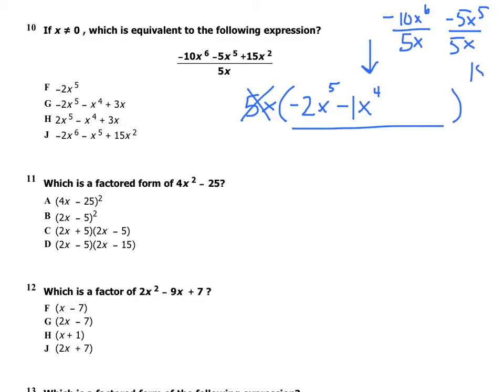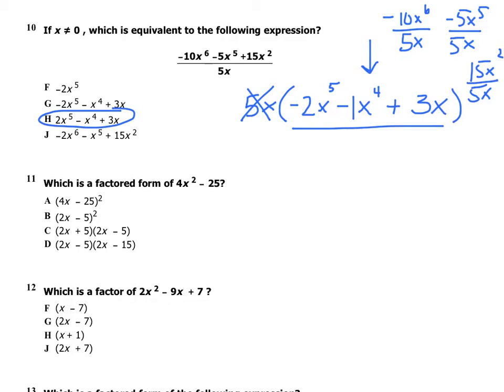Last one is 15x squared over 5x. Well, 15 divided by 5 is positive 3. X squared divided by x is just an x. So my answer is negative 2x to the 5th power minus x to the 4th plus 3x, and there it is. So division is really just factoring and then dropping the divisor from the answer.